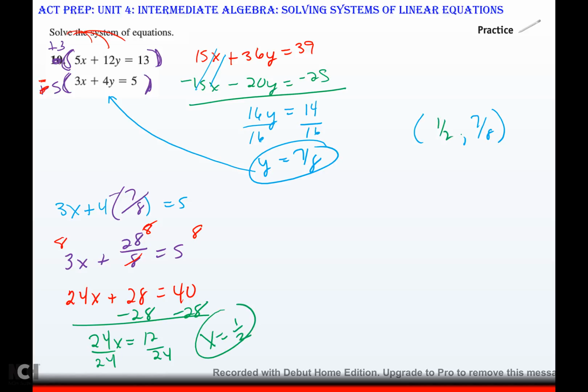So my solution is 1/2, comma, 7/8, which they wrote as decimals, 0.5, comma, 0.875. Okay?